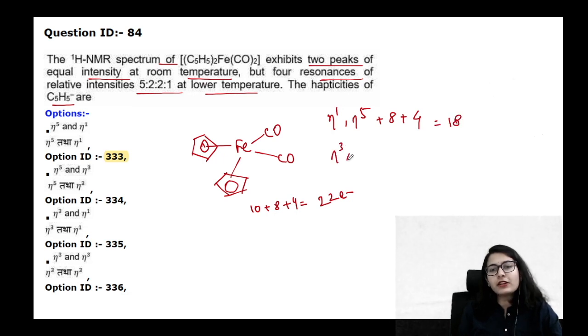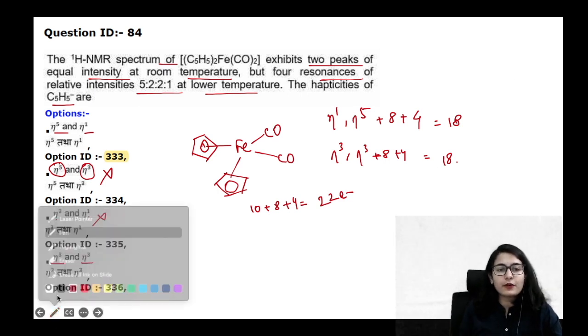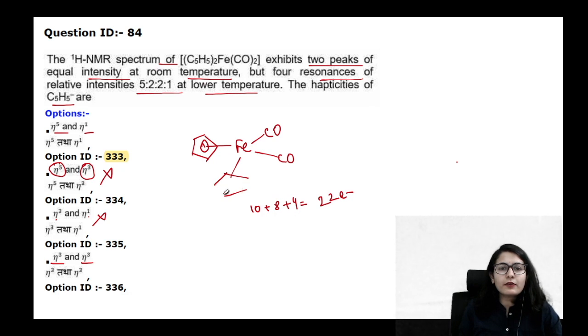Then you try out eta 3 and eta 3, plus 8 plus 4. 6 plus 4 is 10, and 18 once again. So let's check what is the correct answer. Eta 3 and eta 1 is not possible, the 18 electron rule is not followed. Eta 5 and eta 3 will also give you extra electrons. It could be eta 5, eta 1 or eta 3 and eta 3 as well. So let's check now from the values. Now we can just see from the proton NMR values after doing the electronic calculation.